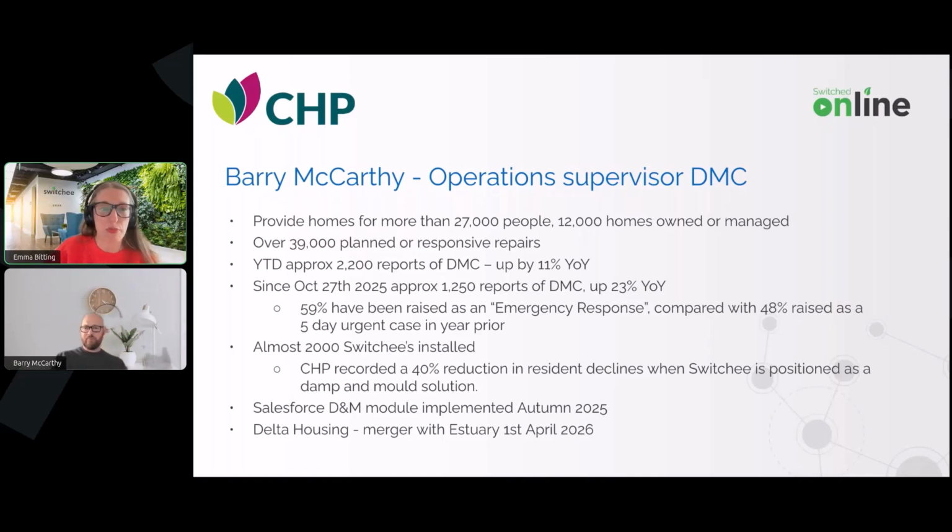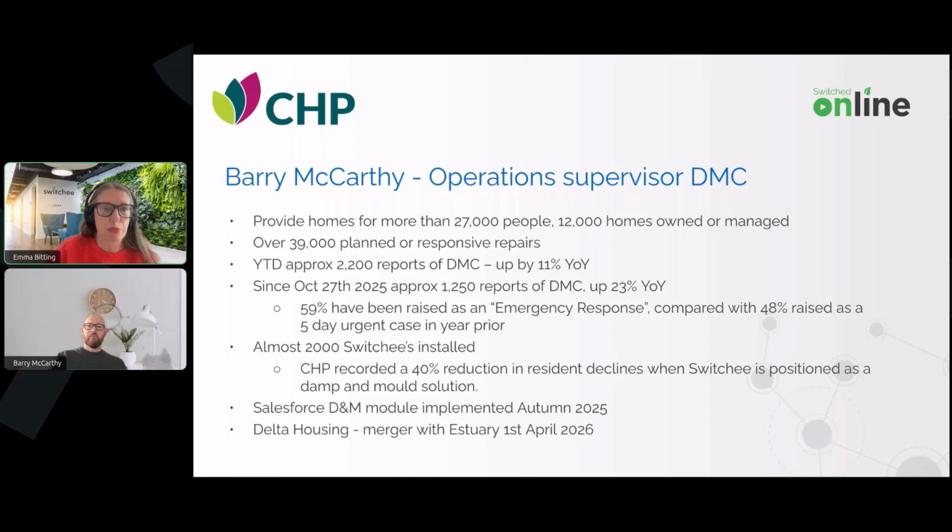But since October 27th, with the introduction of Awaab's law, they've had approximately 1,250 reports of DMC. That's an increase of 23% year on year. And 59% of those have been raised as an emergency response, compared to 48% raised as a 5-day urgent case in the previous year. Currently, CHP have nearly 2,000 switches installed. As of this morning, it was just under that. We've got 6 to go.